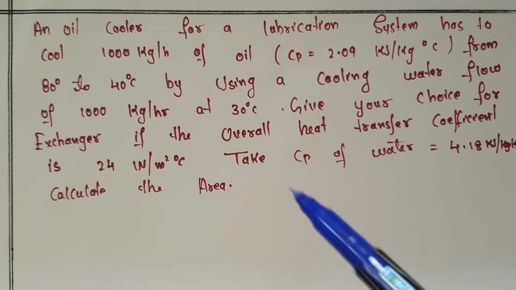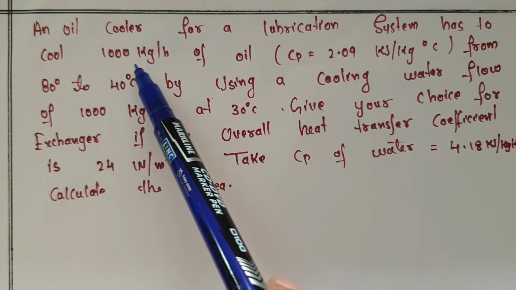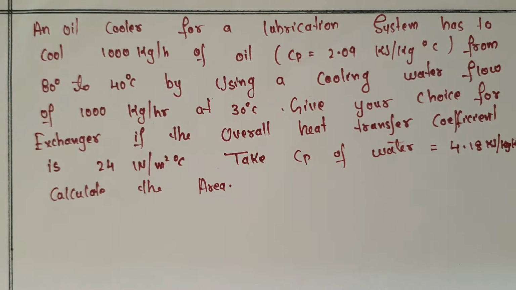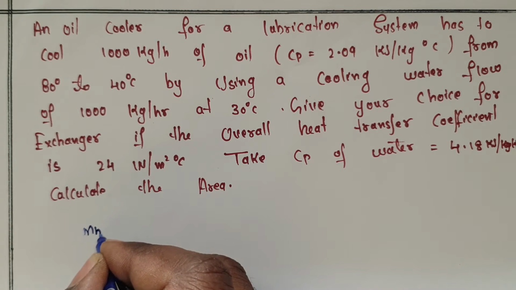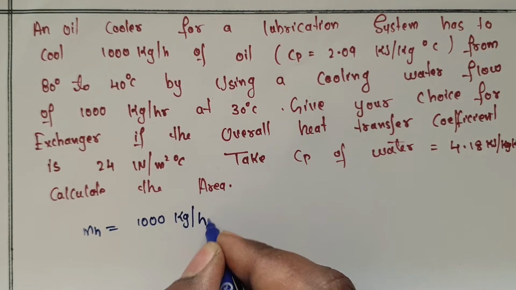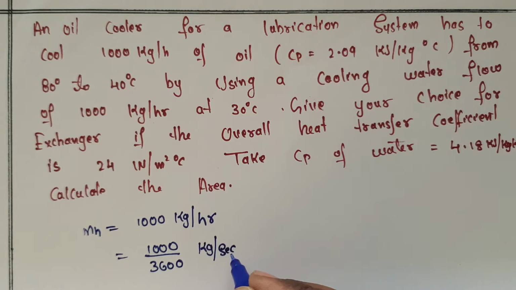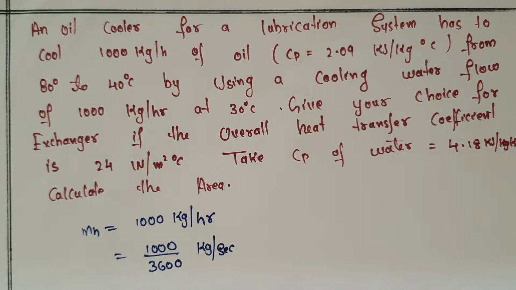What is given here? An oil cooler for a lubricating system has to cool 1000 kg per hour. Oil you have to cool, which means this one is the hot fluid. So mass of hot fluid is given, 1000 kg per hour. So what you have to do? 1000 divided by 3600, and it will become kg per second.